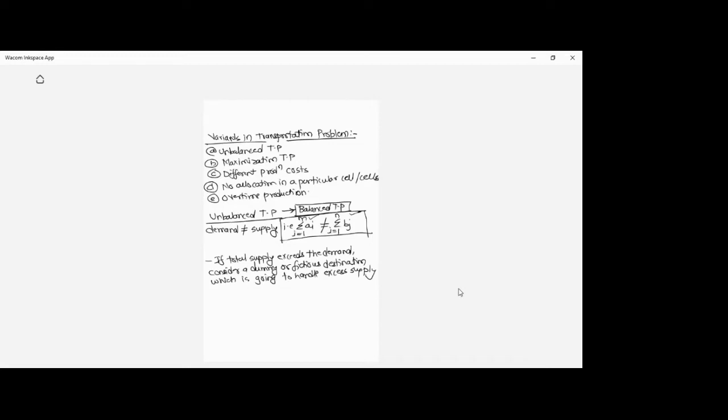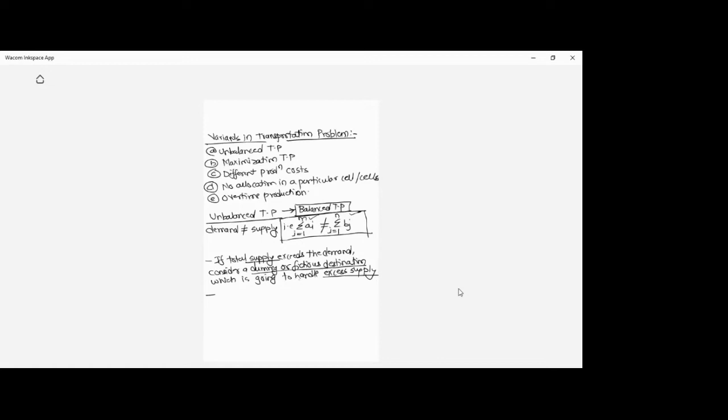So if the total supply is more, we are going to consider a dummy or a fictitious destination which is going to handle only the excess supply. What is the excess supply here? It will be supply minus demand. We will see it with the help of the numerical, but as of now just remember, if the total supply exceeds the demand, we handle it by adding a dummy or fictitious destination which handles this excess supply, and vice versa.